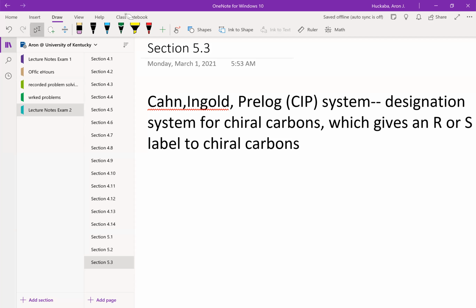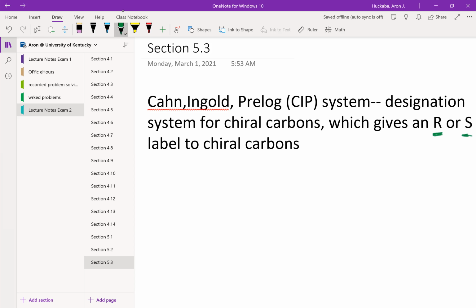And to do that, we're going to use a naming convention system for organic chemistry called the Cahn, Ingold, and Prelog system. From now on, we'll just call it the CIP system. And that's the system designating whether chiral carbons are either R or S. Those are going to be the two names that we use, R or S.